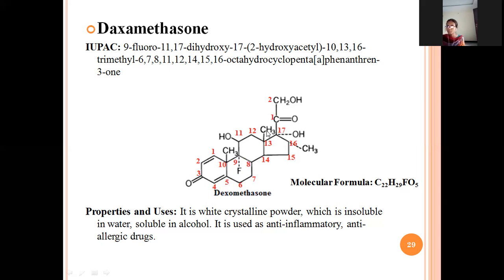9-fluoro, 11 comma 17 dihydroxy, 17 2-hydroxyacetyl, 10 comma 13 comma 16 trimethyl cyclopentane phenanthrene 3-one. So this is a structure and IUPAC name. Next, properties and the uses. It is a white crystalline powder which is insoluble in water and soluble in alcohol, and it is used as the anti-inflammatory and anti-allergic drug.